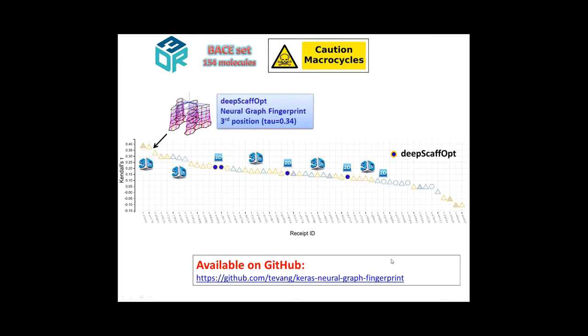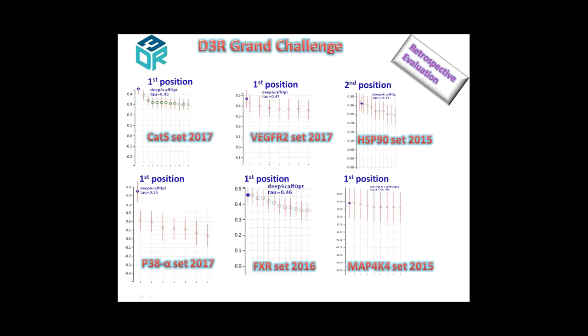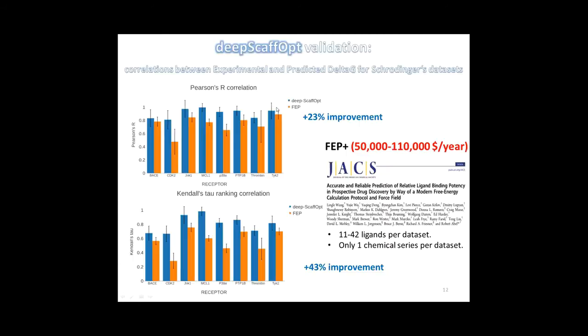At that time, it was the beginning when I was programming the software. I didn't have many warheads at my disposal. So a few months later, when I finished a new warhead named Neural Graph Fingerprint, which has very good performance with macrocycles, I did a retrospective test. I ran DeepScaffold again on this data set, and I was able to climb up to the third position. And you can find the code for the Neural Graph Fingerprint on GitHub. It's open source. What I did next was to test DeepScaffold on all previous D3R challenge datasets up to 2015. And as you can see here, it has excellent performance.